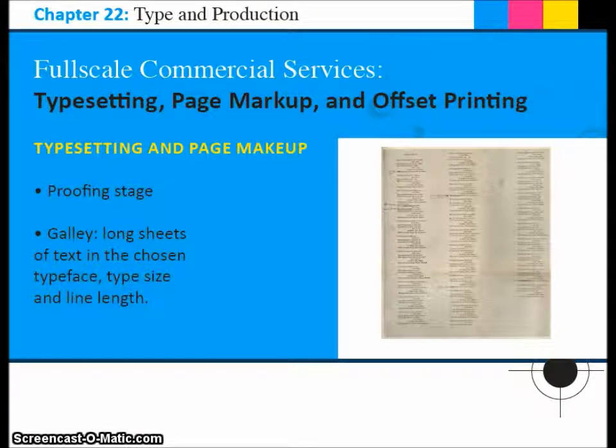So we're just checking it at this stage to make sure everything is in proper order, that we don't need to make any adjustments to the size or to the line length to make things fit properly. And this is a more cost-effective way of doing it, rather than going through the whole printing process and cutting pages in order to produce a proof.